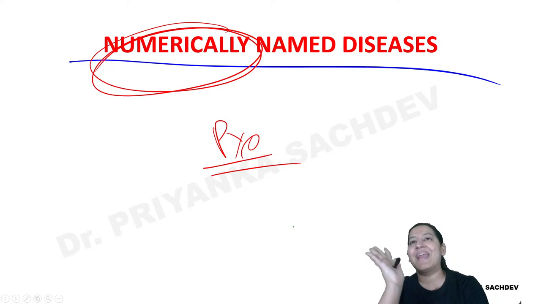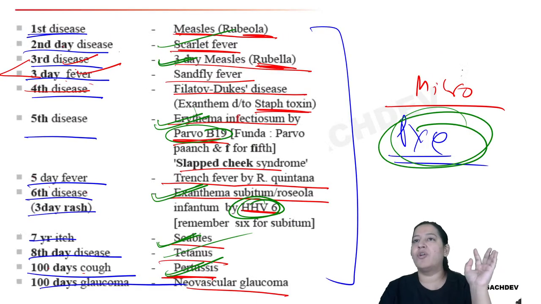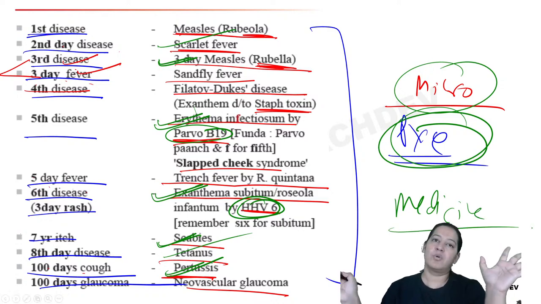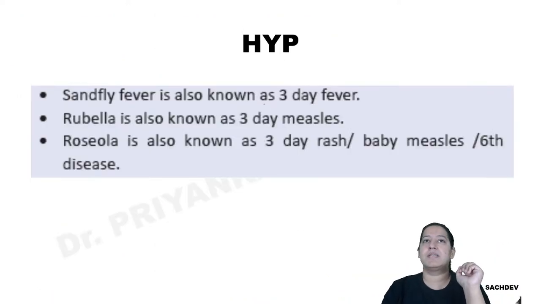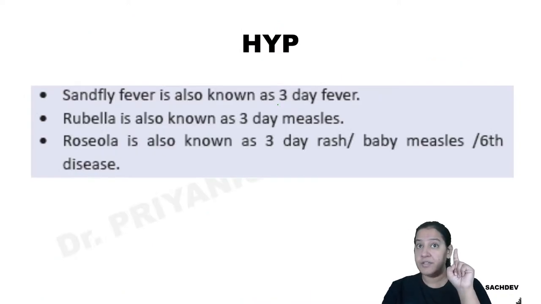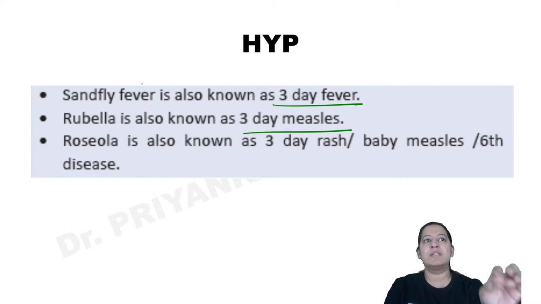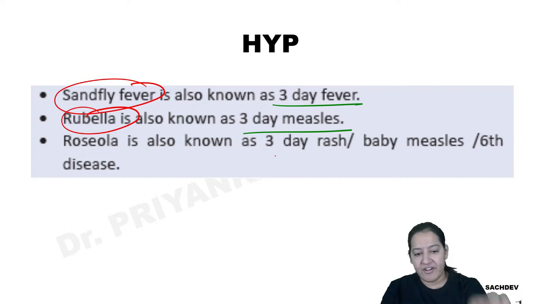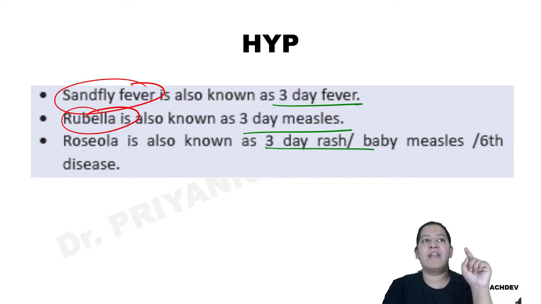दैट इज अ न्यूमेरिकली नेम्ड डिजीज इन द एंटायर, नॉट ओनली इन माइक्रोबायोलॉजी, एंटायर ऑल 19 सब्जेक्ट, एंटायर मेडिसिन ऑल्सो, ऑल नंबर डिजीज. So, इन्हीं में से कुछ हाई लीडिंग पॉइंट्स मैं बताती हूँ. थर्ड डे फीवर अलग है, थर्ड डे मीजल्स अलग है. थर्ड डे फीवर आता है क्वेश्चन में तो इट इज सैंड फ्लाई फीवर, और थर्ड डे मीजल्स आता है तो इट इज रूबेला, और थर्ड डे रैश आता है तो थर्ड डे रैश इज रूबियोला.